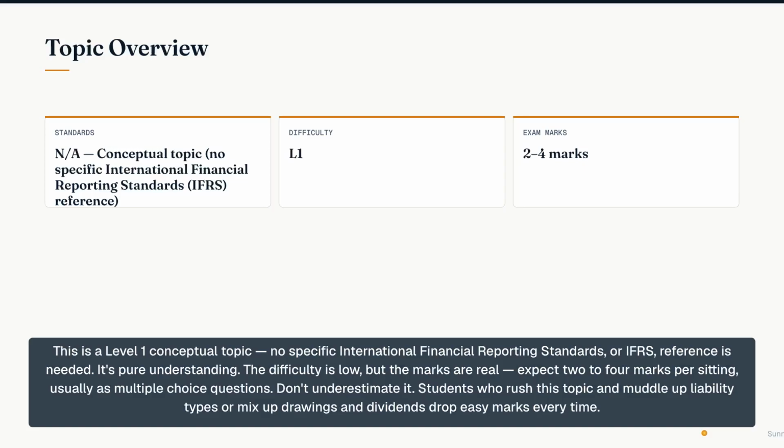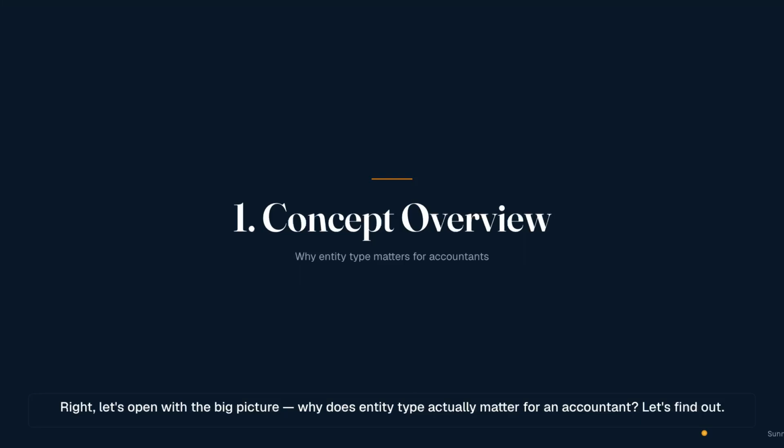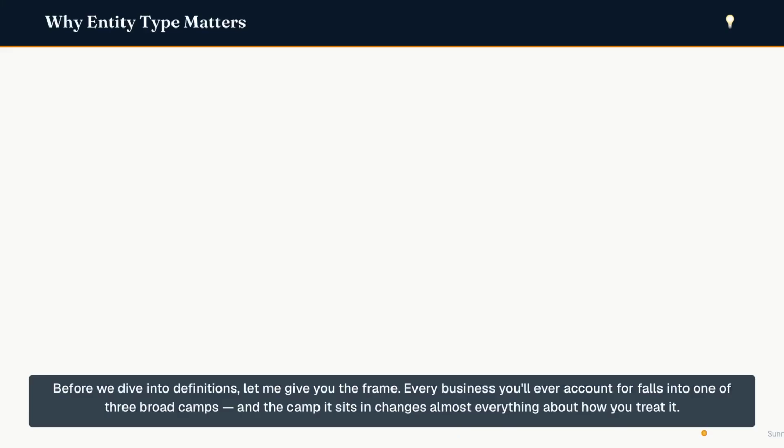Don't underestimate it. Students who rush this topic and muddle up liability types or mix up drawings and dividends drop easy marks every time. Right, let's open with the big picture. Why does entity type actually matter for an accountant? Let's find out. Before we dive into definitions, let me give you the frame.